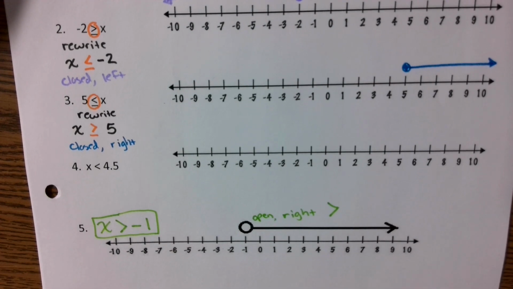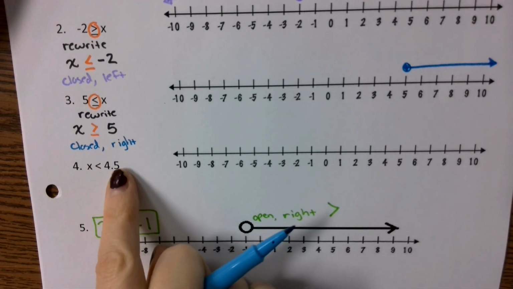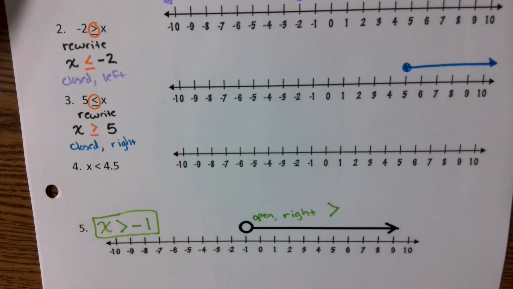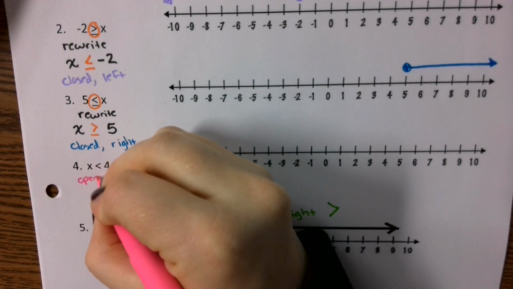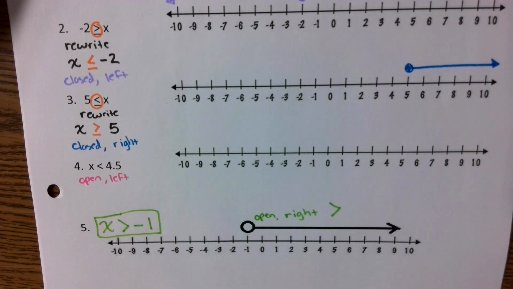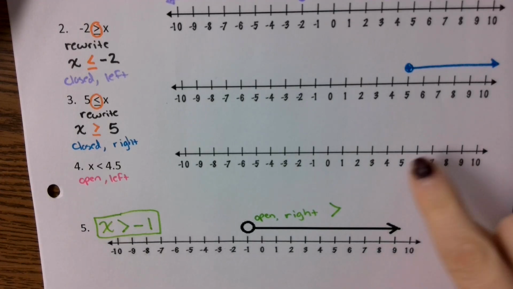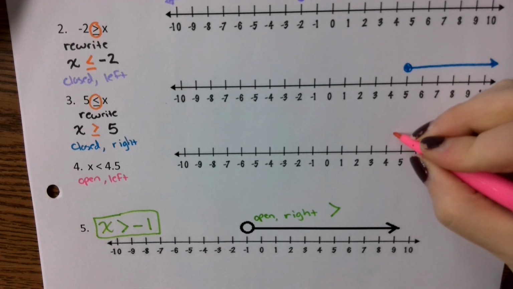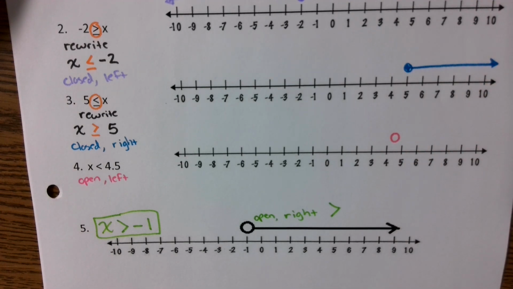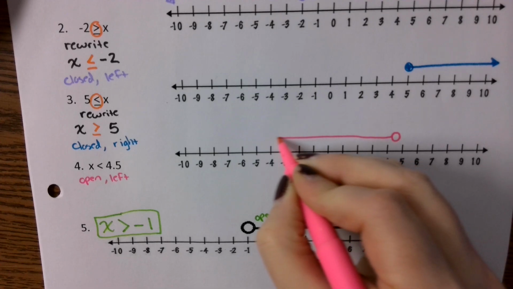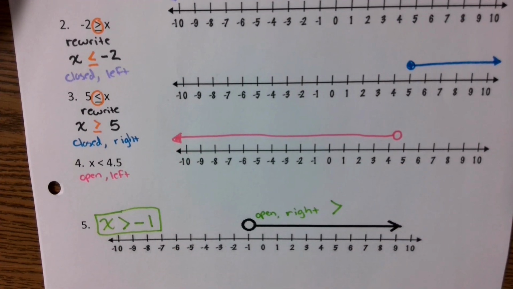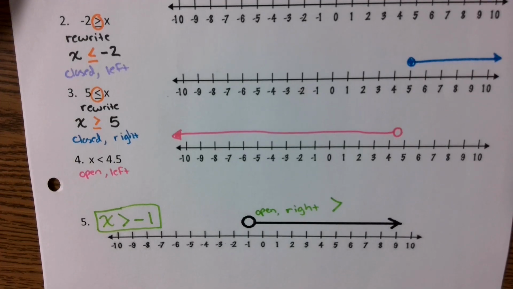For problem number 4, we do not need to do a rewrite. X is in the correct location. So we have x is less than 4.5. Less than means it's an open circle, and we're going to graph it to the left. At 4.5, which is halfway between 4 and 5, we're going to have an open circle, and we're going to graph it all the way to the left. Open circle all the way to the left.